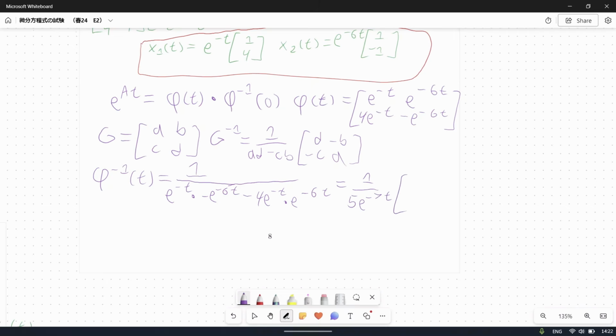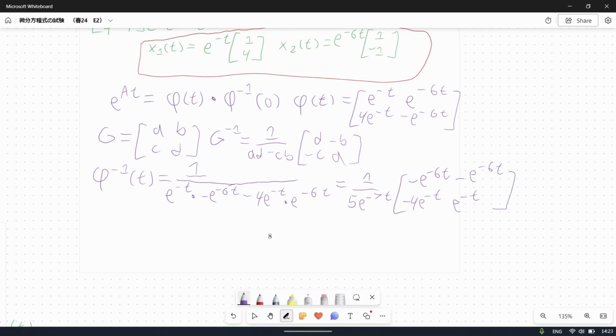And now I'm going to bring the adjugate matrix in. So we're going to swap the top left term with the bottom right term. So we have e to the negative 6t here and e to the negative t here. And then flip the signs of the bottom left and the top right. So negative 4e to the negative t and negative e to the negative 6t. And so now we have our inverse.